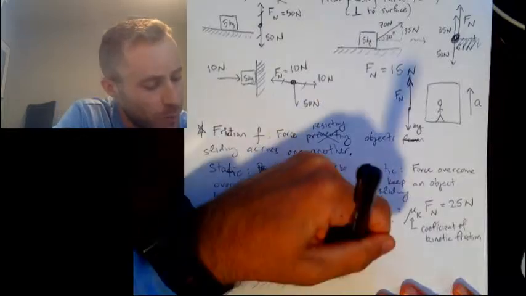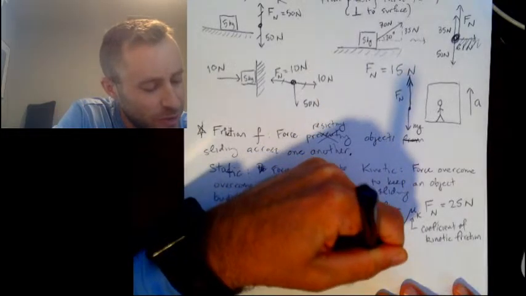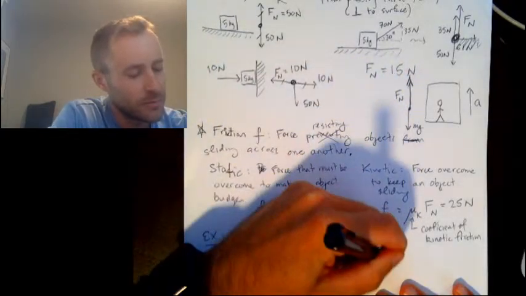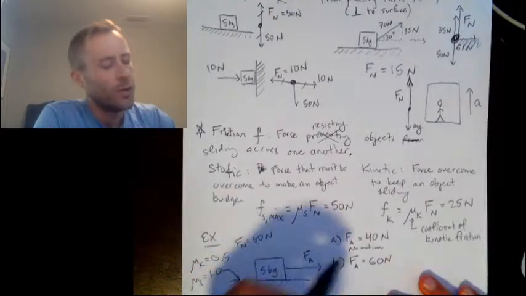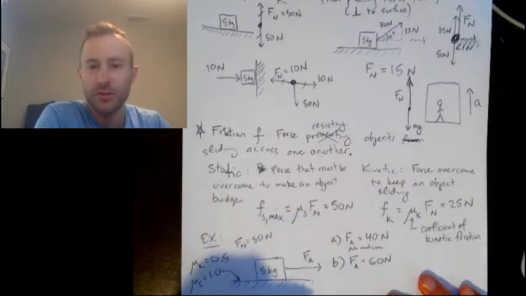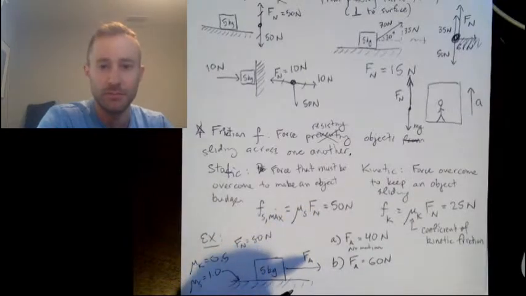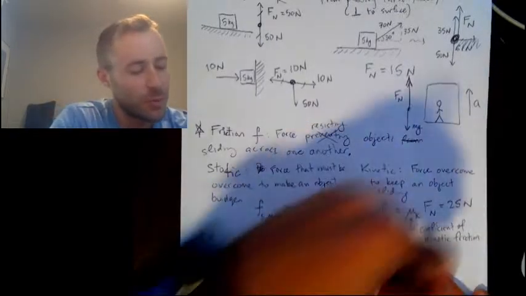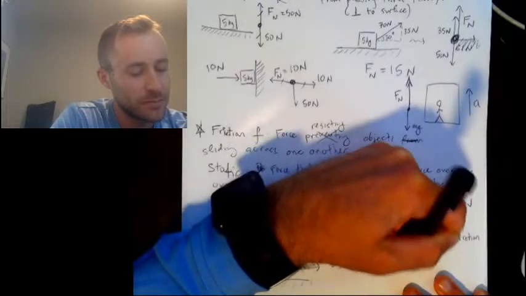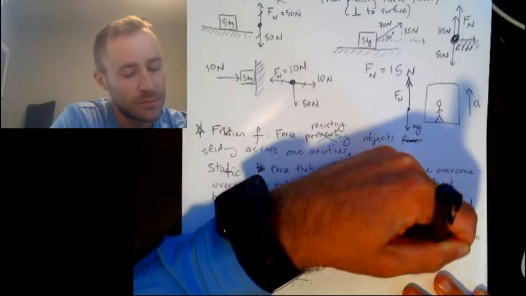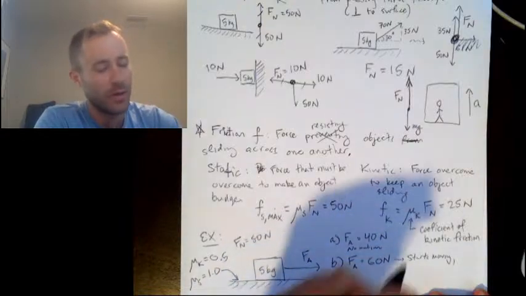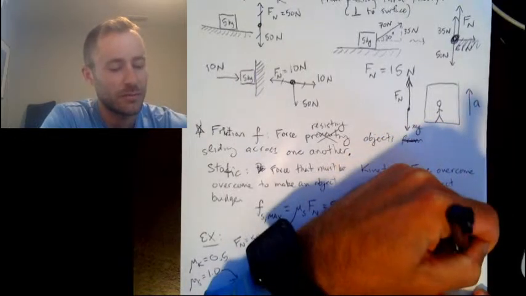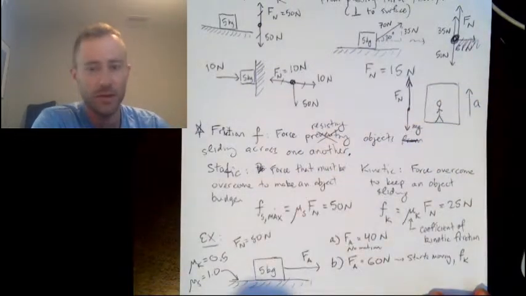What if the applied force is 60 newtons? Okay. In that case, we overcome static friction. So it's going to start moving. Starts moving. And because it started moving, we are then going to have kinetic friction as opposed to static friction. Okay?